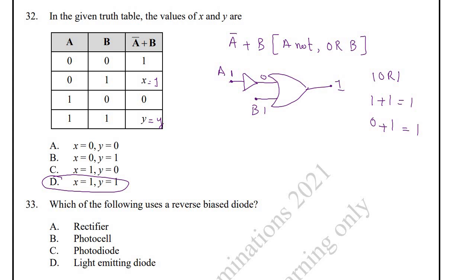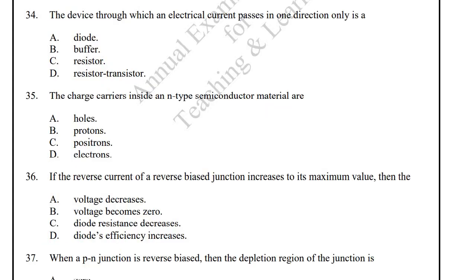Now let's see question number 33. Which of the following uses a reverse bias diode? Reverse biasing किस application में use होती है? So the correct answer for this question number 33 is a photodiode, that works in the reverse bias condition. Let's see question number 34.